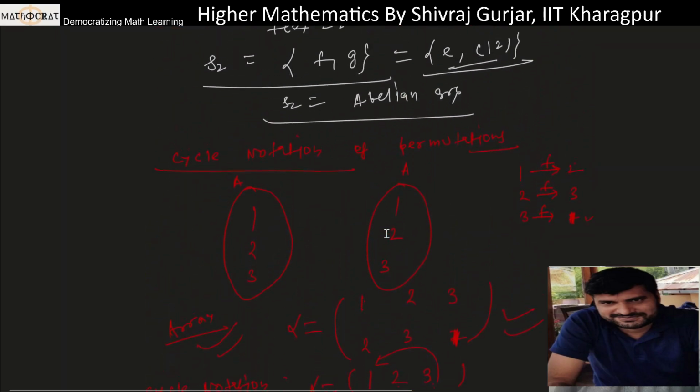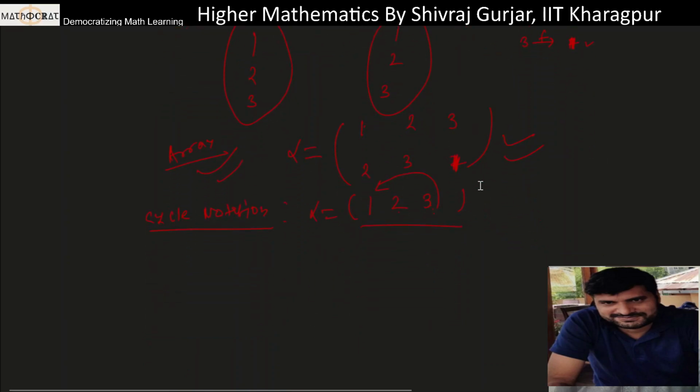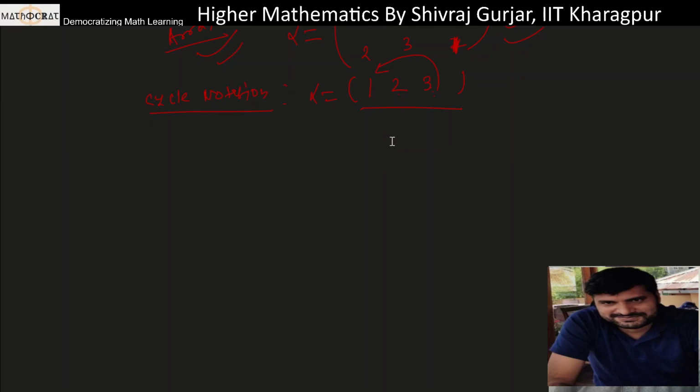And in function form we wrote that F1 is 2, F2 is 3 and F3 is 1. So these are the things. We will use this cycle notation because, first, it is short, and the other reason is that we will come to know there is a concept of disjoint cycles through which we'll be able to get the order of an element.